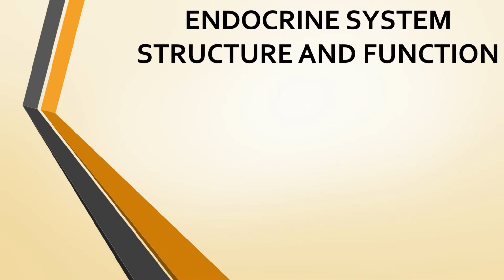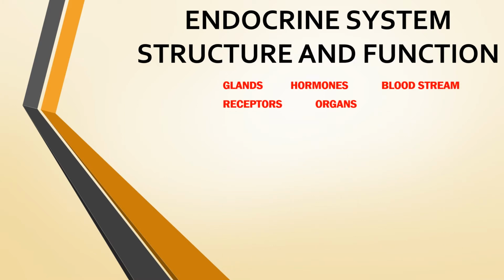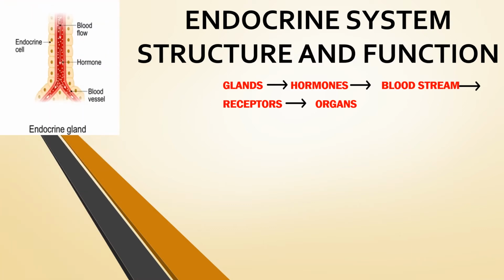Structure and function of the endocrine system. The endocrine system consists of a collection of glands. What is a gland? A gland is an organ that creates and releases substances that the body needs to function. So the gland creates and releases substances that the body needs to function.